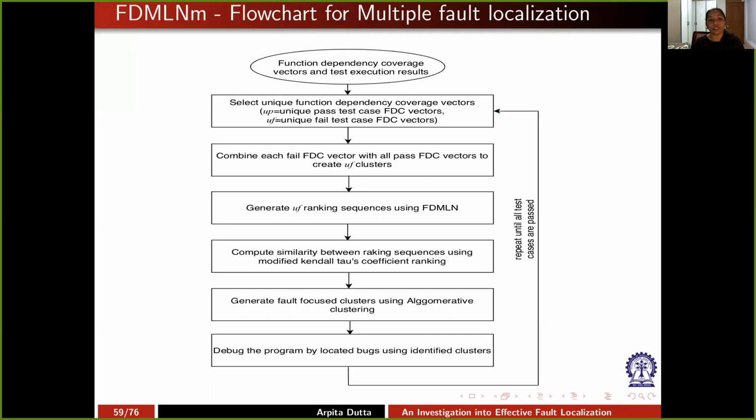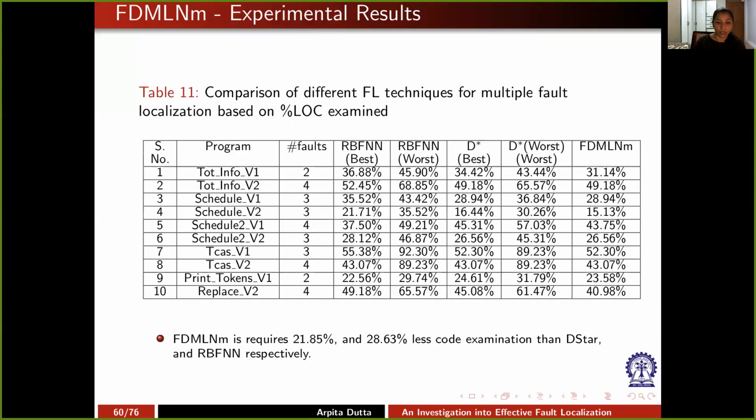And then we have used a similar method for multiple fault localization using FDMLNM. So here also we are using the Kendall-Tau method to find the correlations, and then clustering, and then taking the top 80% of the, like, top 15% of the statements involved in those top suspicious functions. And here we can see that FDMLNM requires 21.85% and 28.60% less code examination than D star and RBFL.